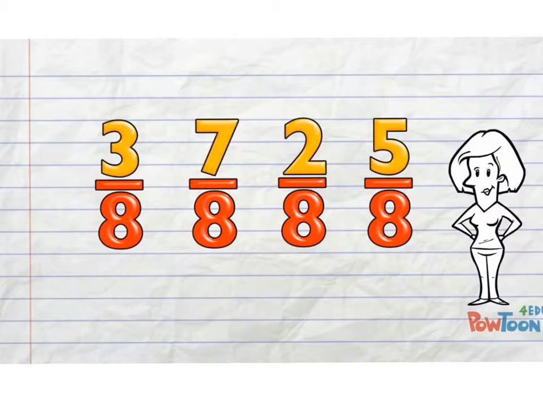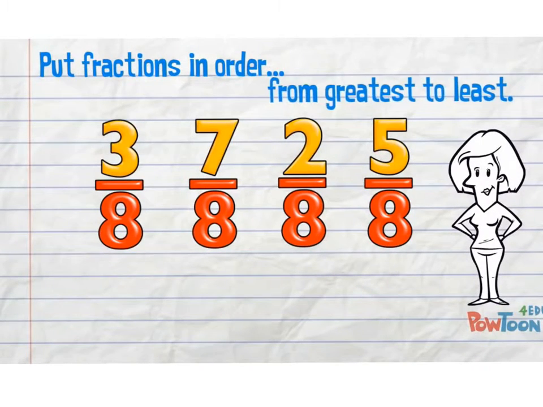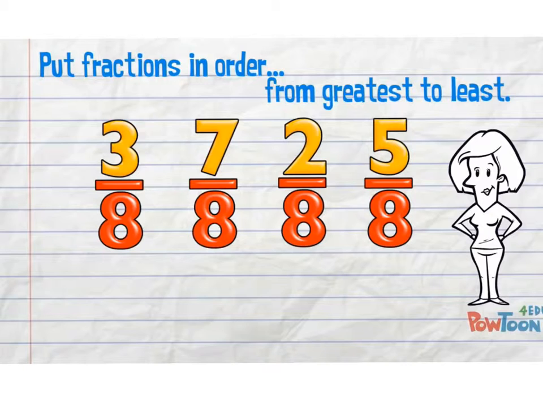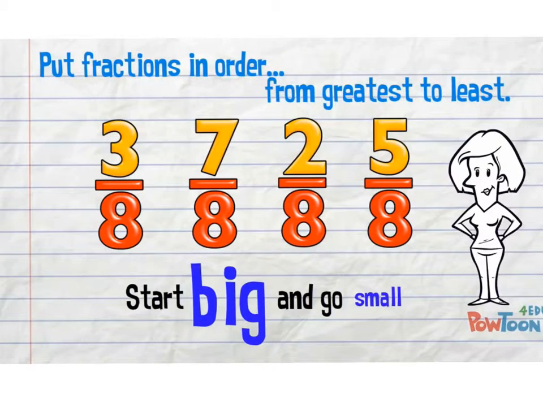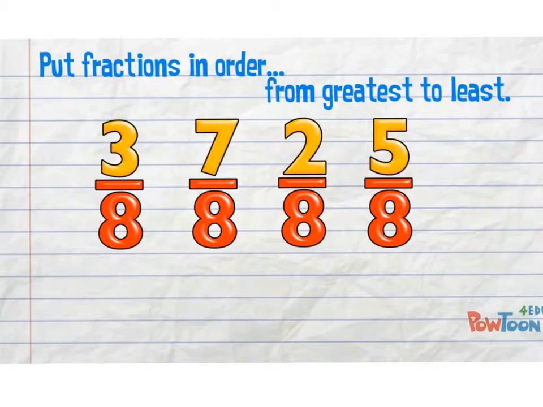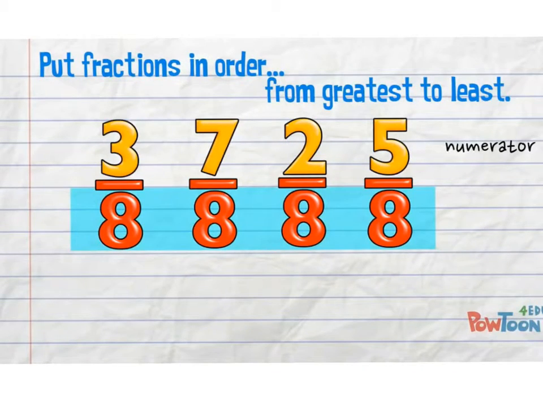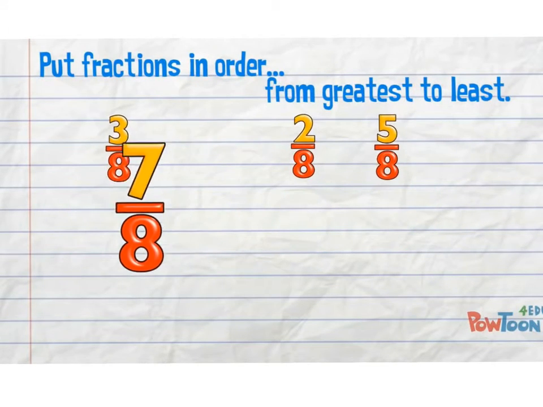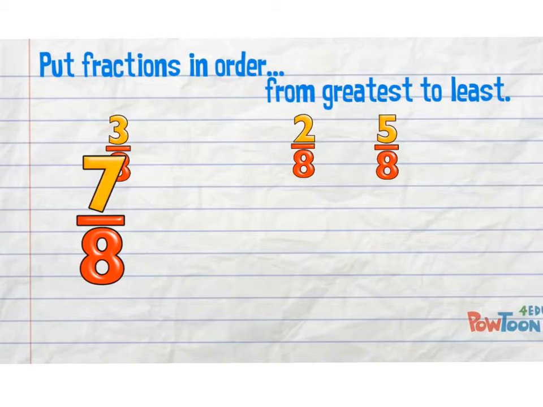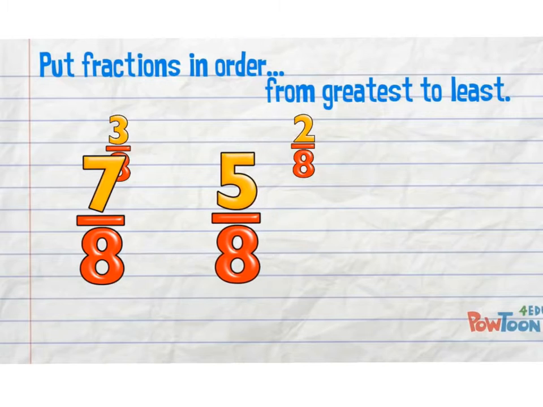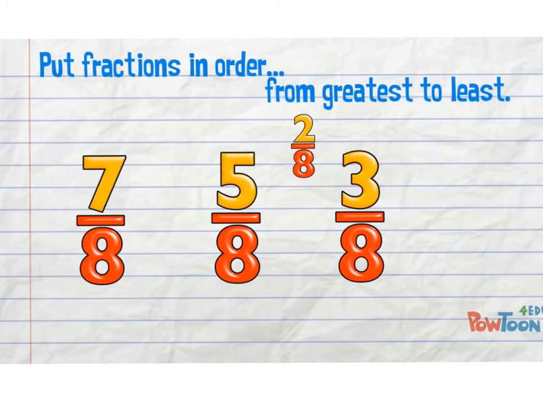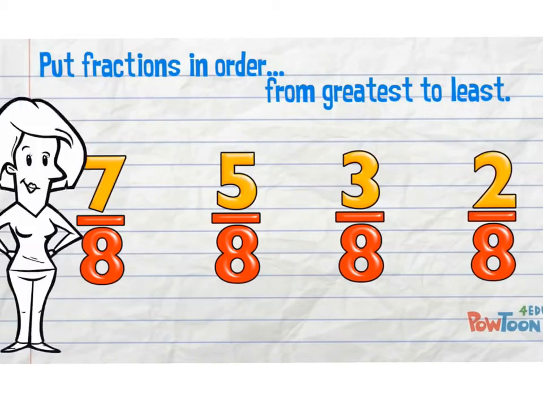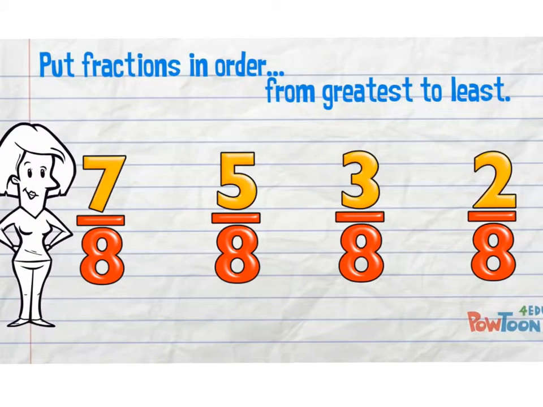To put this group of 4 fractions in order from greatest to least, we start big and go small. This time I'm not going to use fraction strips. The denominators are all the same, so the numerator tells us the greatest fraction. And 7/8 is the greatest fraction because it has the largest numerator. The next one down from this is 5/8, then 3/8, and the smallest is 2/8. Now they are arranged in descending order.